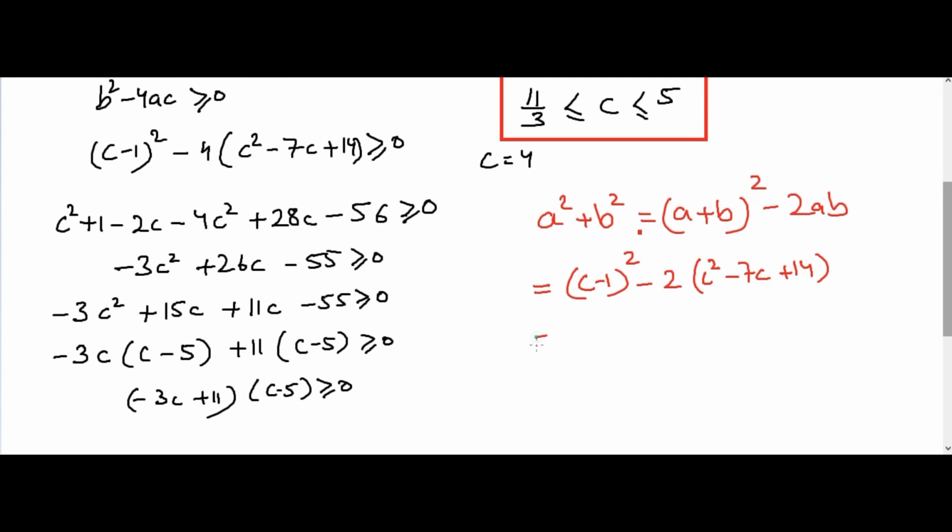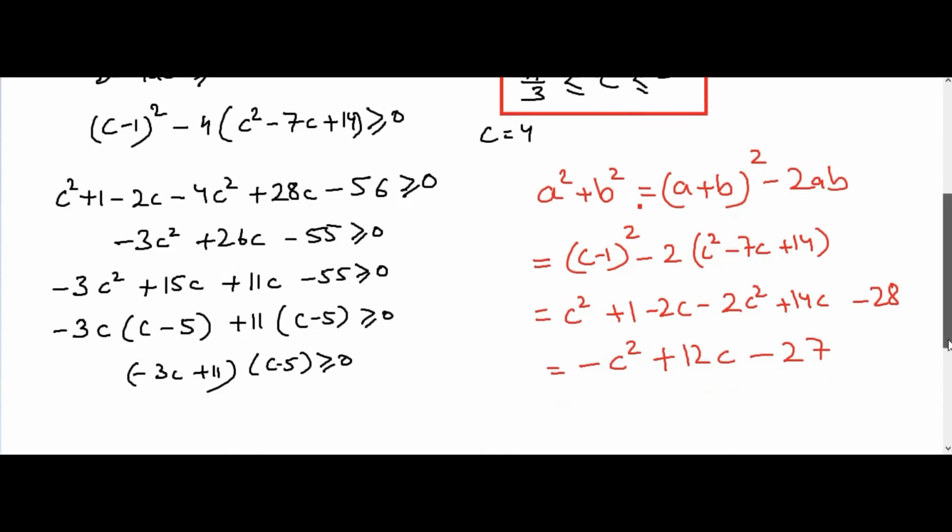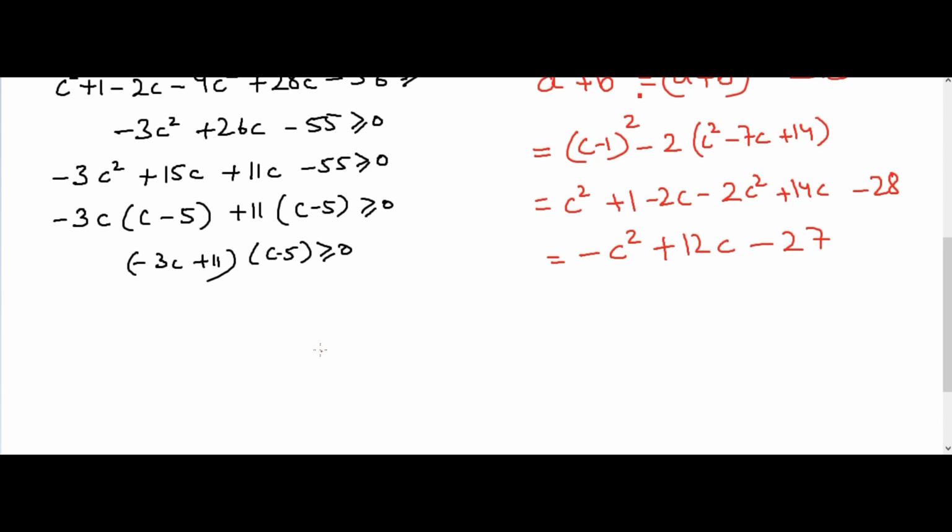When you solve it further, you will get c square plus 1 minus 2c. Here you will get minus 2c square plus 4c and plus 14c, and this will become minus 28. Solving it further, c square will get cancelled and negative c square will be left, and here you are left with 4c plus 14c, which becomes 12c. So I am writing plus 12c, and this will become minus 27. You can make it simpler, but the condition is you need to factorize it. It's up to you.